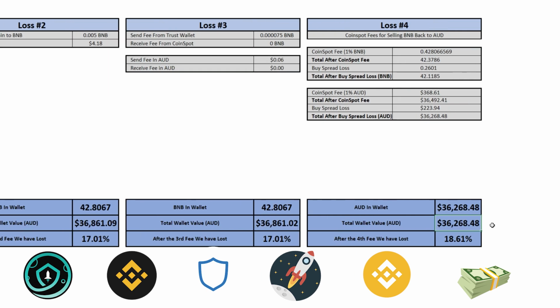This is 18% in fees just from executing the sell trade. This is where you really need to understand the impact of these fees on an investment like this.